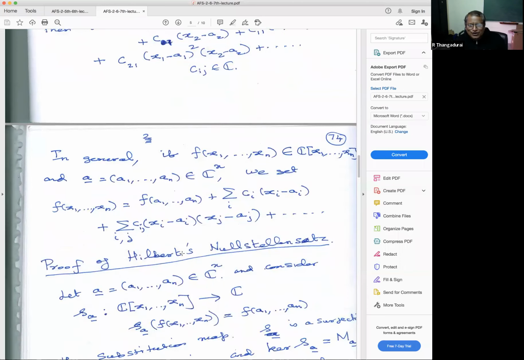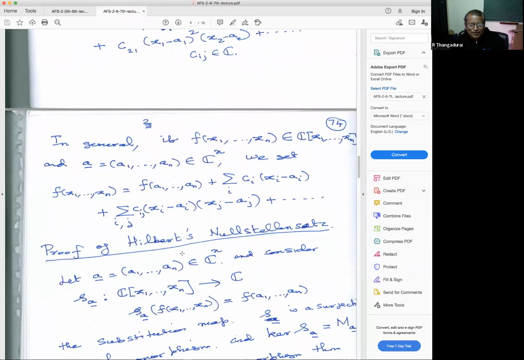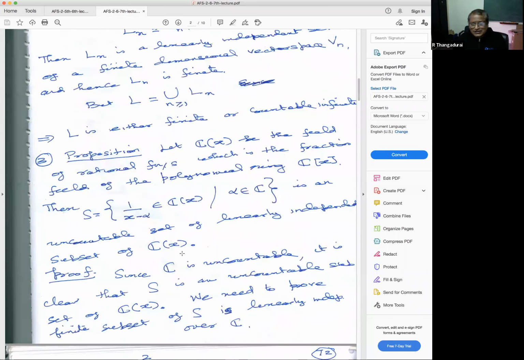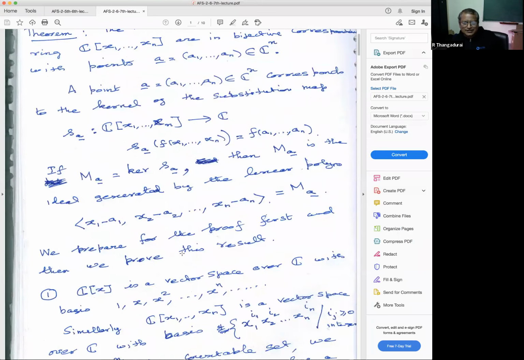Hilbert wrote a monograph, and his first theorem is this one. That's why he was putting numbers, like Hilbert 90, another one that comes up in algebra. This is Hilbert zero theorem. So what we are trying to understand is that the set of maximal ideals inside the n variable polynomial ring over complex numbers is in bijective correspondence with points in C power n.